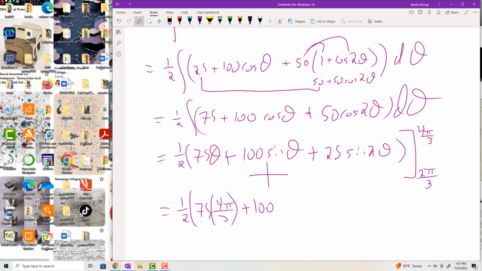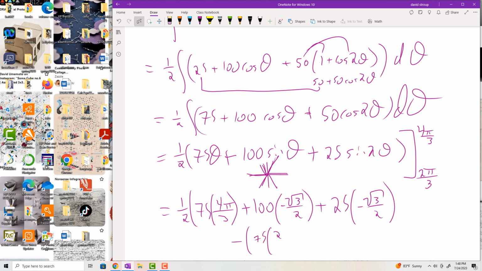4 pi over 3, 1, 2, 3, 4, it's in the negative for sine, right? So third quadrant, so negative √3 over 2 plus 25 times 8 pi over 3, which I think is in the second quadrant there, so it'll also be negative. Let's make sure. 1, 2, 3, 4, 5, 6, 7, 8. Yes. So negative √3 over 2 minus 75 times 2 pi over 3 plus 100.